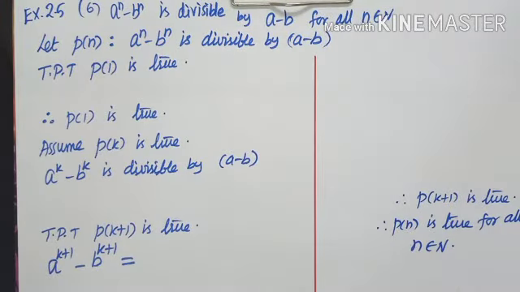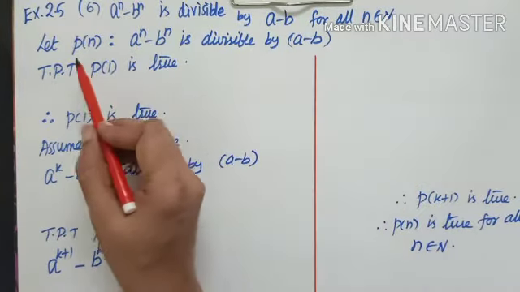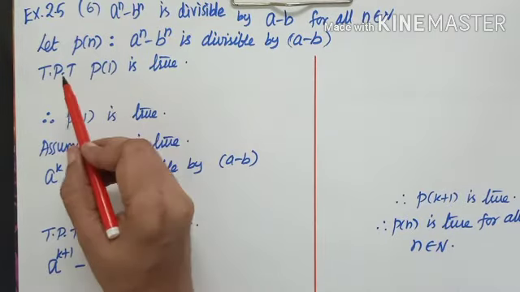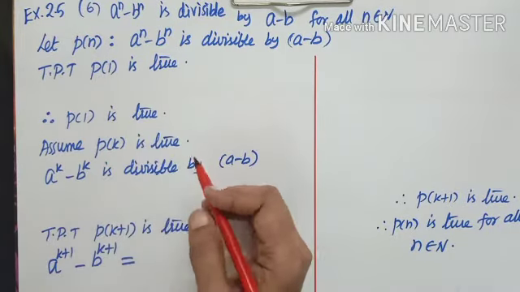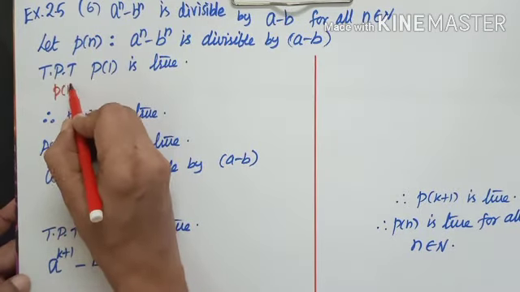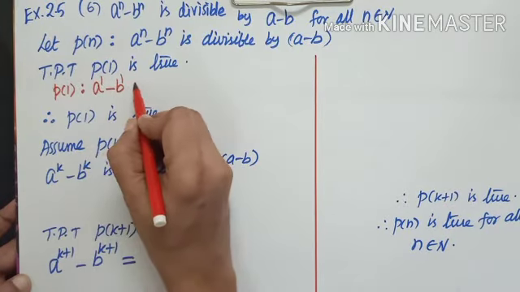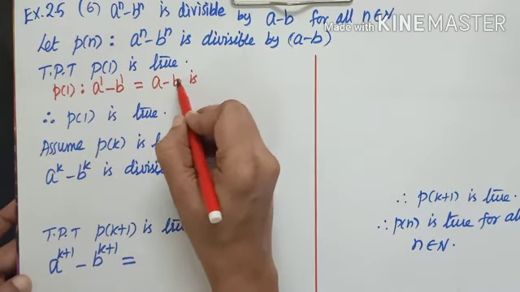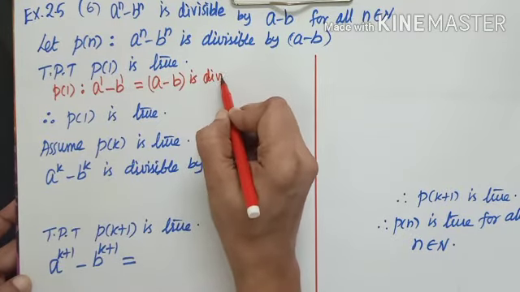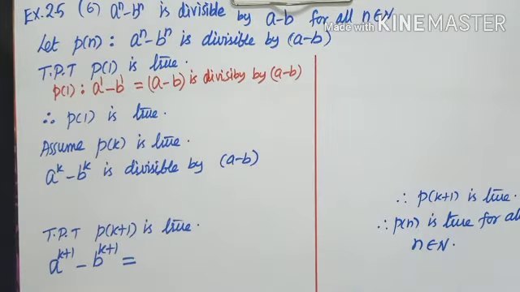Exercise 2.5, question number 6. A power n minus b power n is divisible by a minus b for all n belonging to capital N. We will assume the given question as P of n. The first step, to prove that P of 1 is true. Wherever n is coming, put 1. So what will I get? P of 1: a power 1 minus b power 1. Of course, I get a minus b, and I know a minus b is divisible by a minus b. Therefore, P of 1 is true.